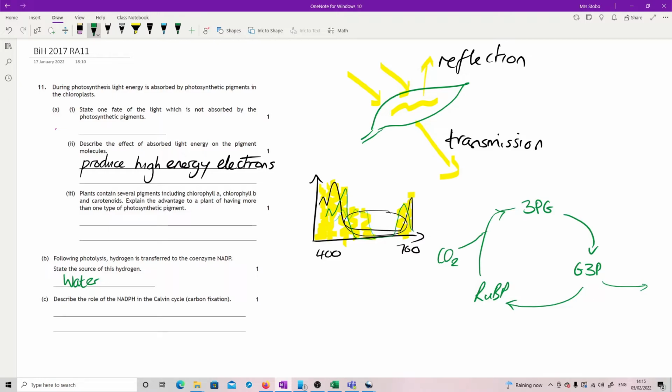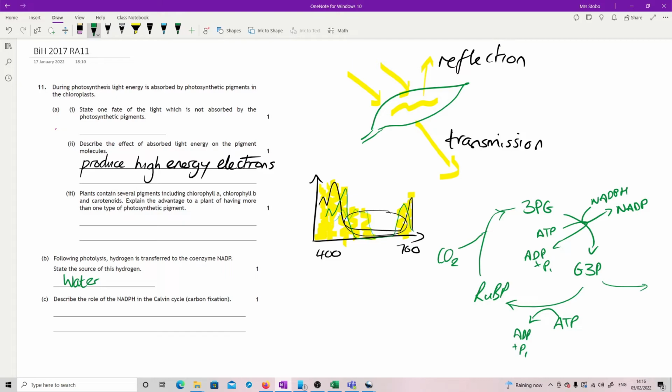So your NADPH is coming in here, going back to NADP. And your ATP from the first stage is also coming in here. Might as well add a little one in here because you've also got some ATP being used to do that final conversion back. That's the whole cycle.